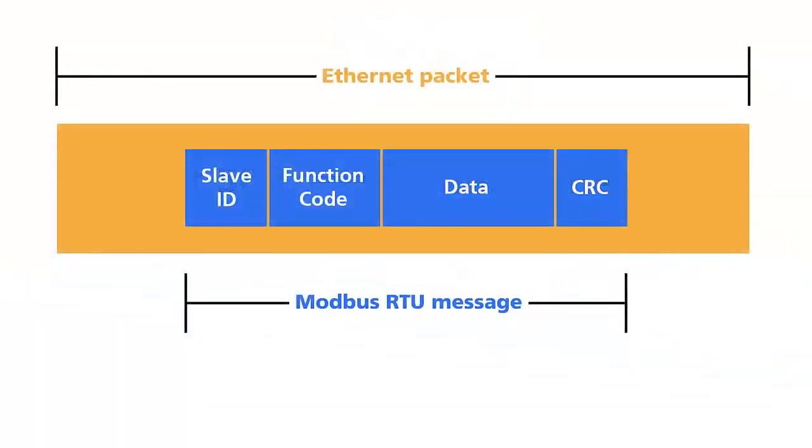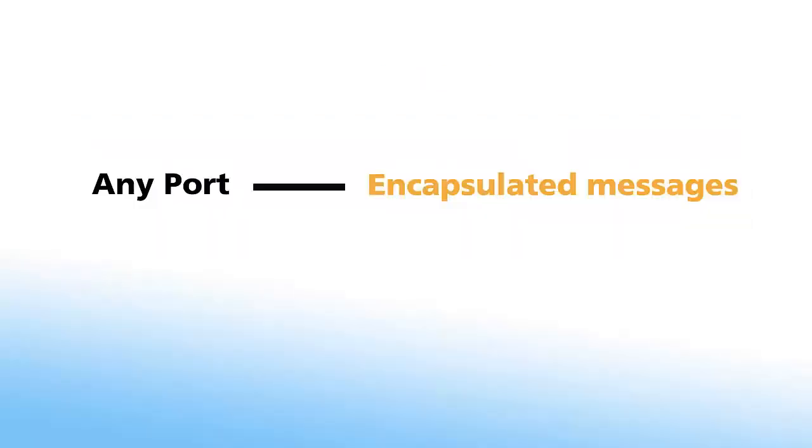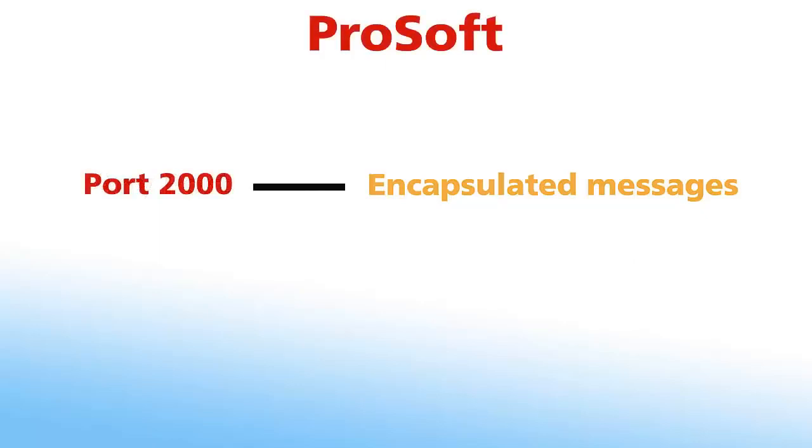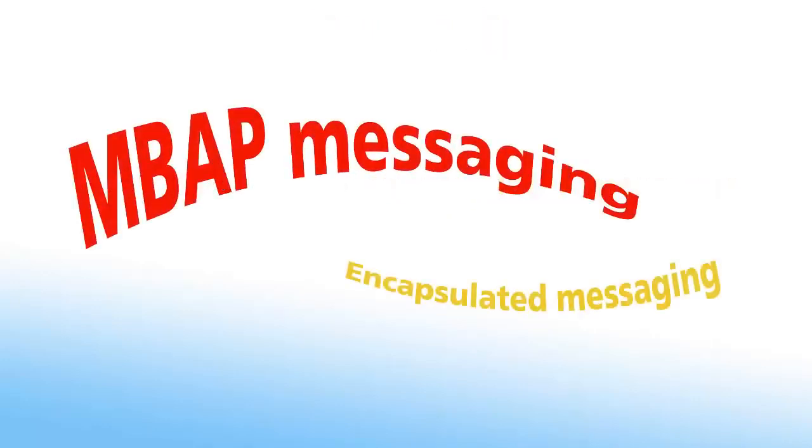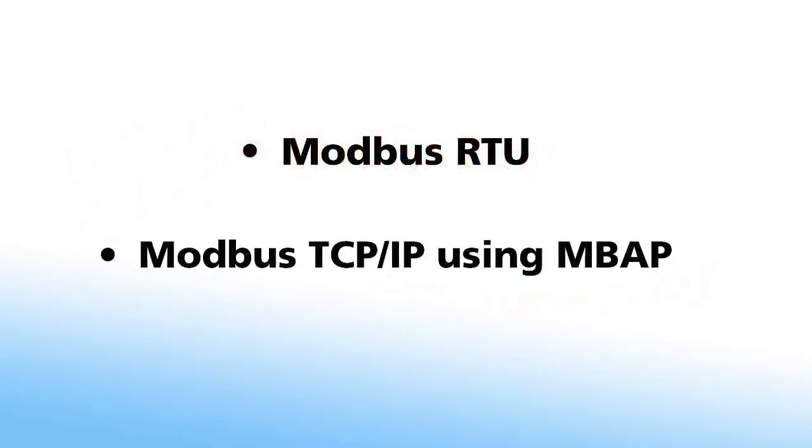Modbus serial messages can also be sent as regular RTU messages encapsulated inside an Ethernet TCP/IP packet. Encapsulated messages can use any port, but ProSoft products are set to use port 2000 by default. Note that the MBAP and RTU encapsulation are not compatible. Devices must be set to use one or the other. MBAP messaging is by far the most popular Modbus TCP/IP communication method, so for this video we'll be focusing on Modbus RTU and Modbus TCP/IP using MBAP.